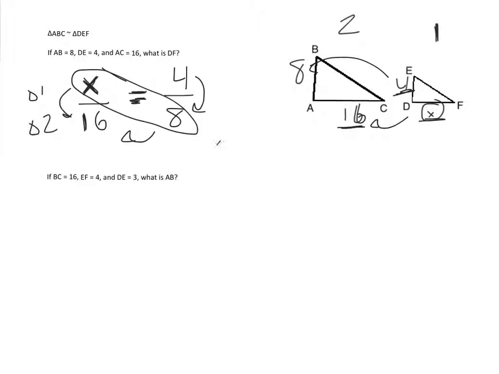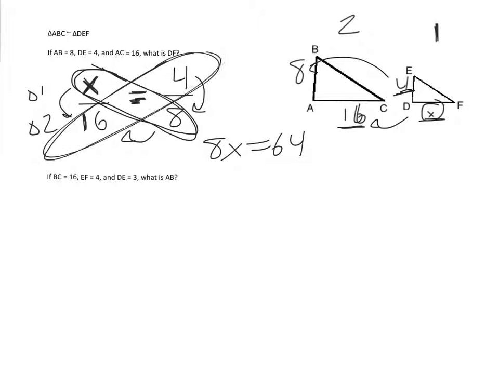So 8 times x is 8x. 16 times 4, we do that out, 64. So 8x equals 64. When you cross multiply and divide, this times this equals this times this. So this is the cross multiply. Now to the divide part, we divide each side by 8. So x equals 8. So if this side is 8 and this is 16, if this is 4, then this will be 8.